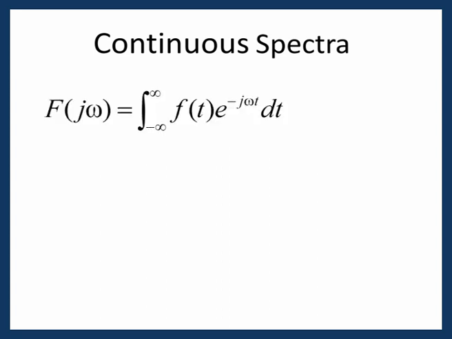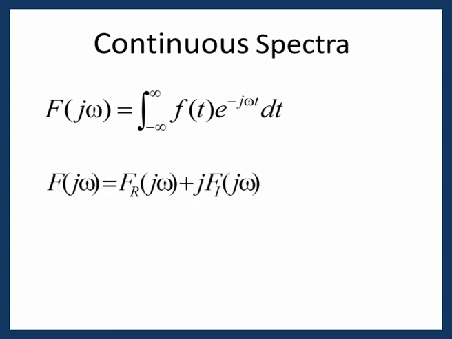Then let us see the continuous spectra for this. Given F of j omega is equal to integral from minus infinity to plus infinity f of t e to the power of minus j omega t dt. That means, we are calculating the frequency domain equivalent of the signal whose time signal is given, that is f of t is given.